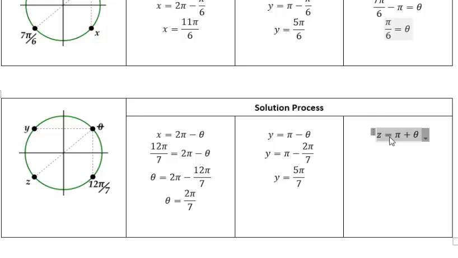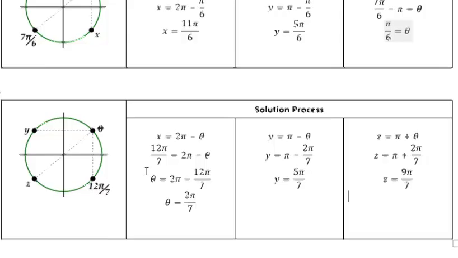Now let's try to find z. To find z, I need to add pi plus theta because I'm moving forward. I'm not moving backward. If I'm moving forward, I'm going to add. So pi plus theta, which is 2 pi over 7. So pi plus 2 pi over 7 will give me an answer of 9 pi over 7. And I found them.